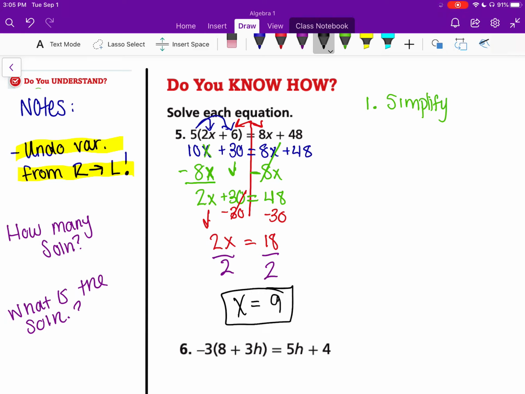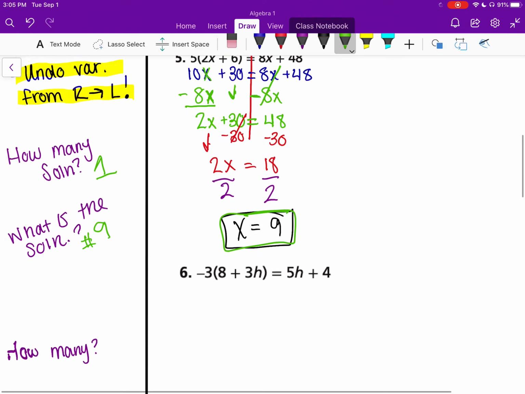This was a perfect multi-step variable on both sides. I've given some questions to us on the left-hand side. How many solutions did this problem have? It just had one. The only number that makes this equation true is 9. That is why it's just one solution. And the solution is the number 9. The number 9 is the one number that makes this true. It is the only solution.